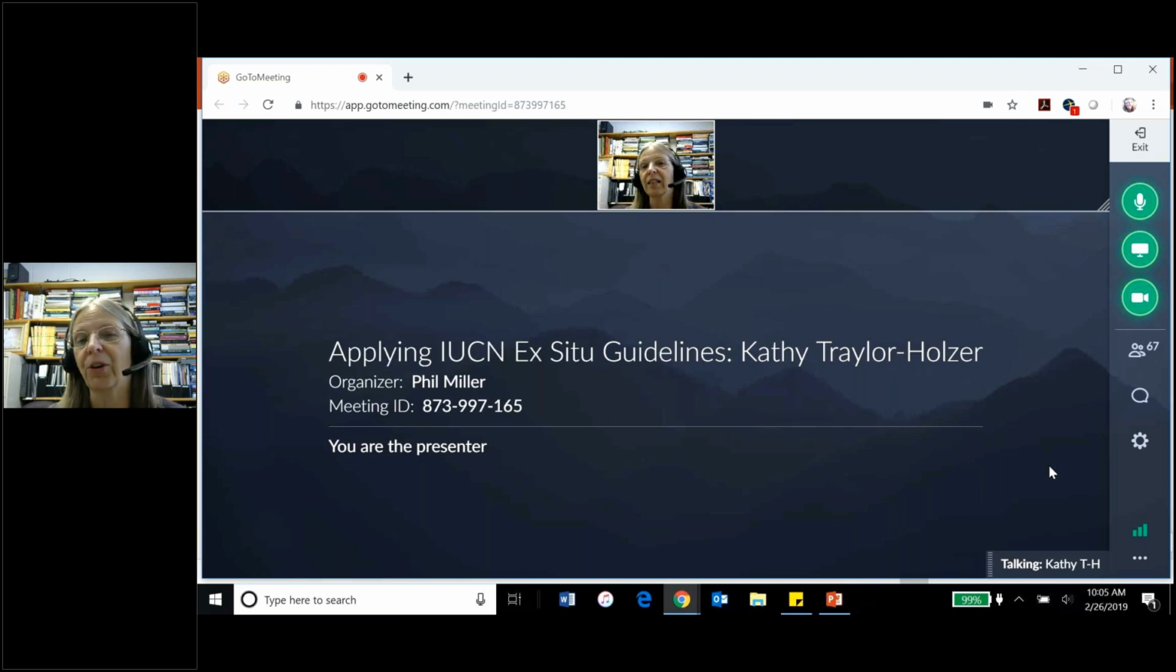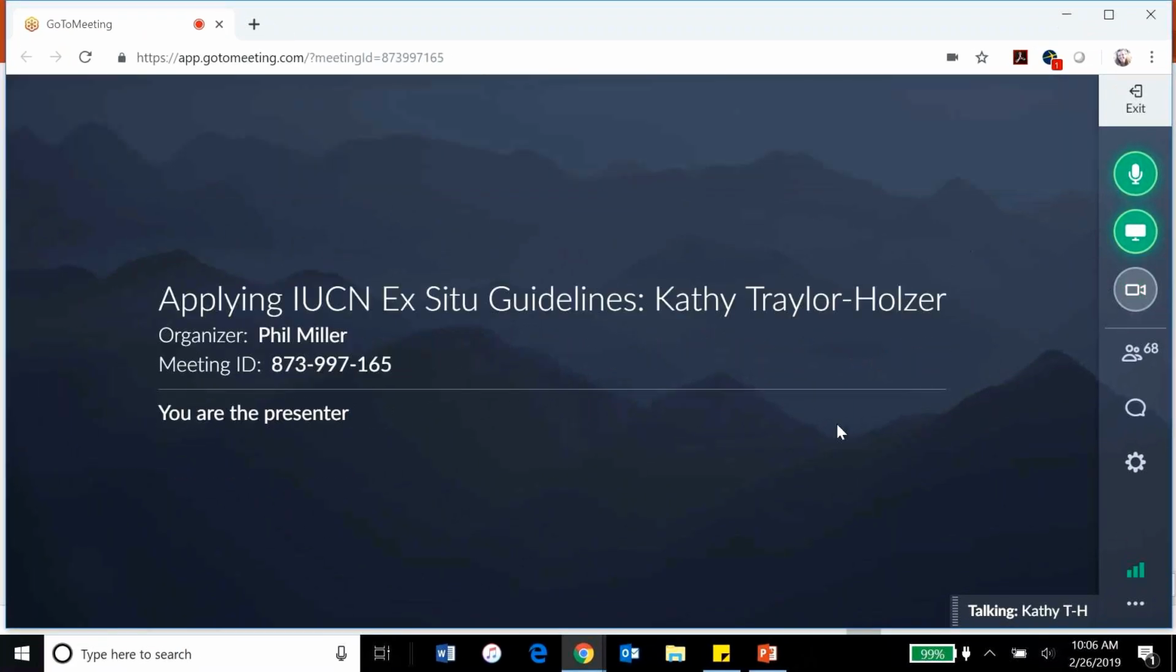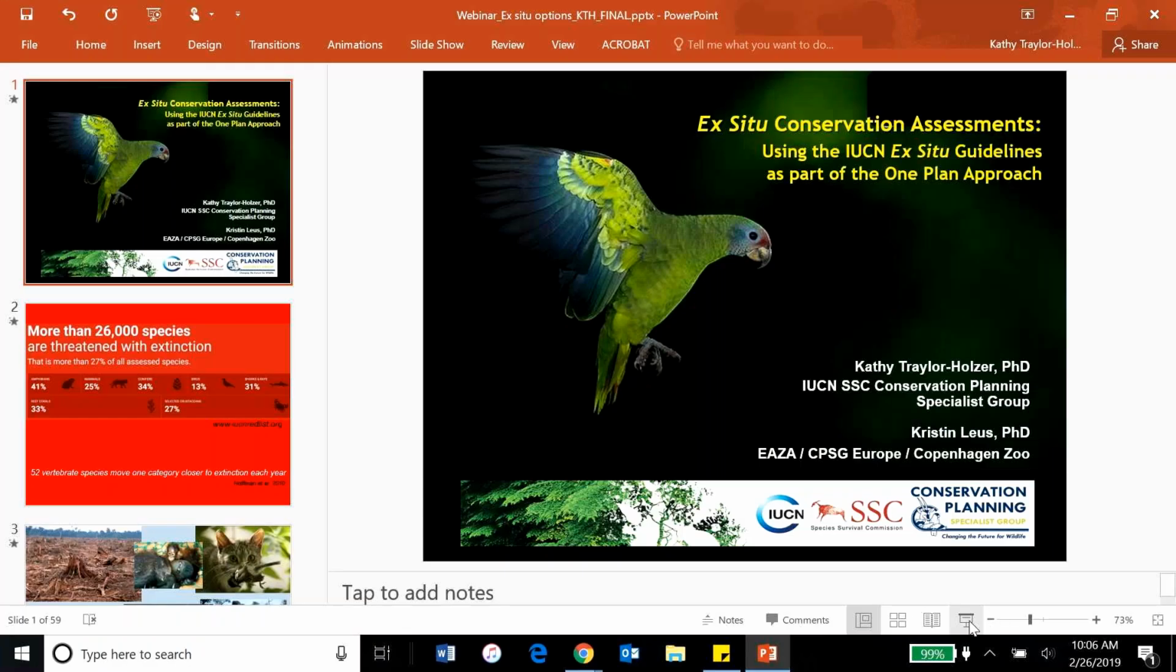Then towards the end of the presentation, I'm going to give you some case studies and examples of different real-world processes of how you can implement these guidelines in practical ways in species conservation planning. So with that, I'm going to turn my camera off and go to the PowerPoint presentation.